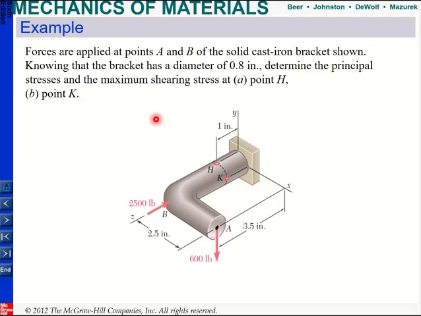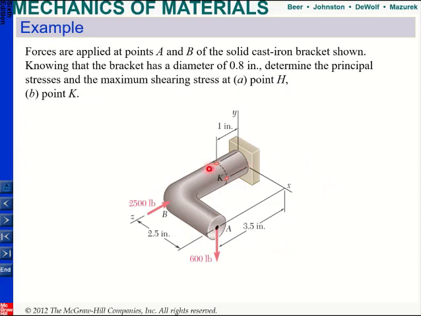Here is another example, again combined loading, and I have a circular cross section. This time I have a solid cast iron bracket as shown, with a diameter of 0.8 inch, and I want to determine the principal stresses and the maximum shear stress at points H and K. The loadings are given.